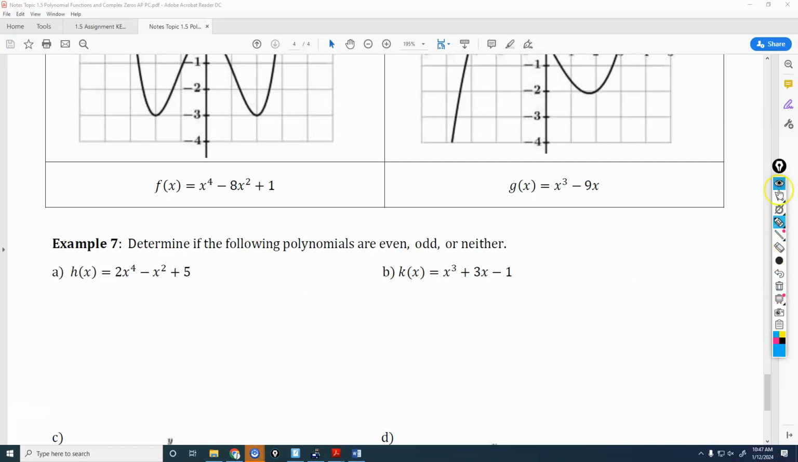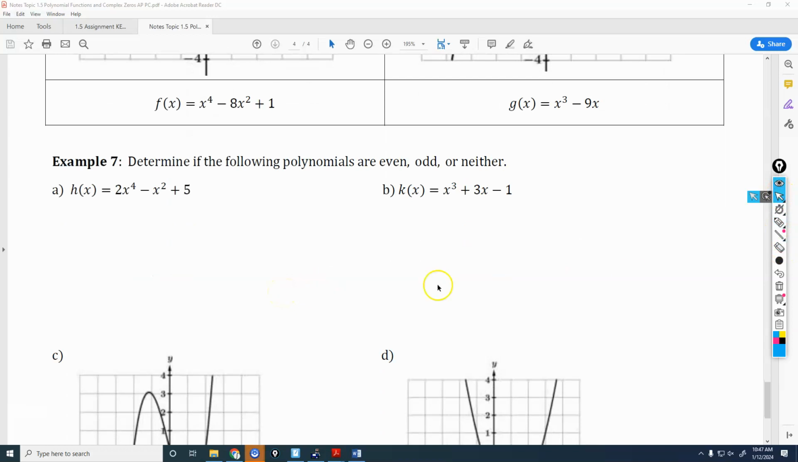All right, so sometimes you may be asked to determine if a polynomial is even, odd, or neither just from the equation, and it will not be calculator active, so you can't graph it. If this happens, there's several different ways that you can do this.